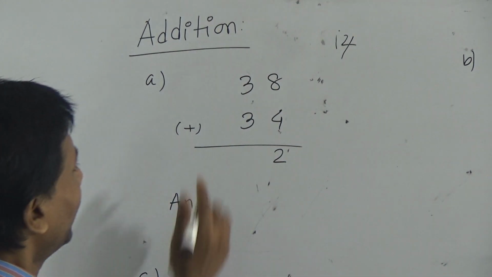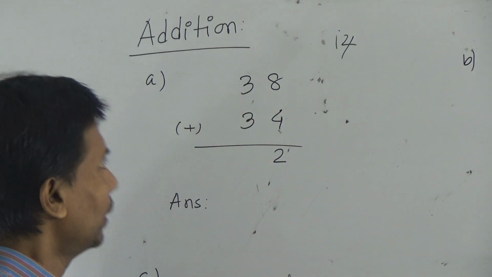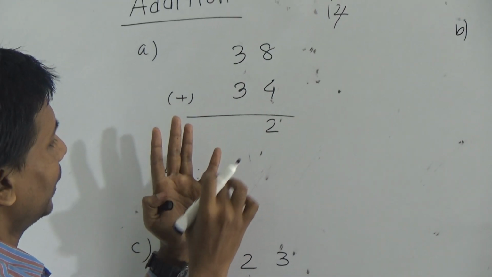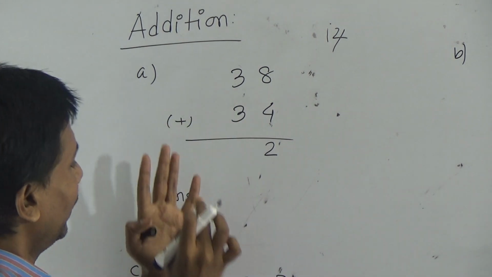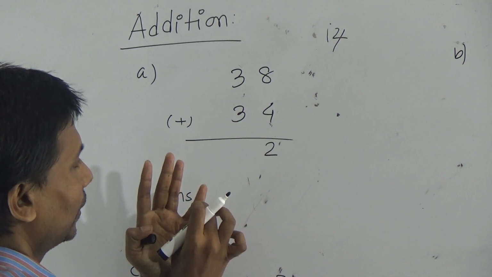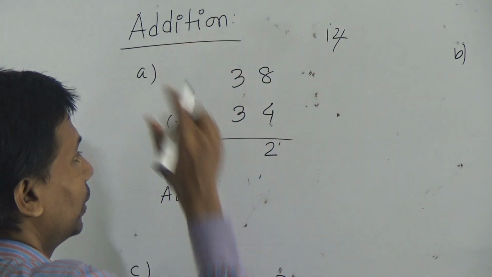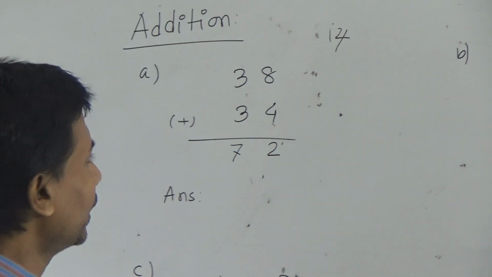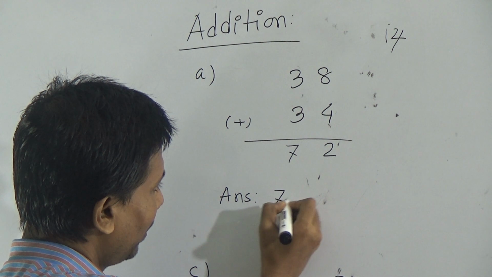Again, you have to add 3 to 3. Where is 3? Here is 3. Starting from here to here, this is 3. Then 3 plus 3: 3, 4, 5, 6. And you have 1 in your hand, so 6 plus 1 is equal to 7. Don't forget to write the answer. Now write the answer 72.